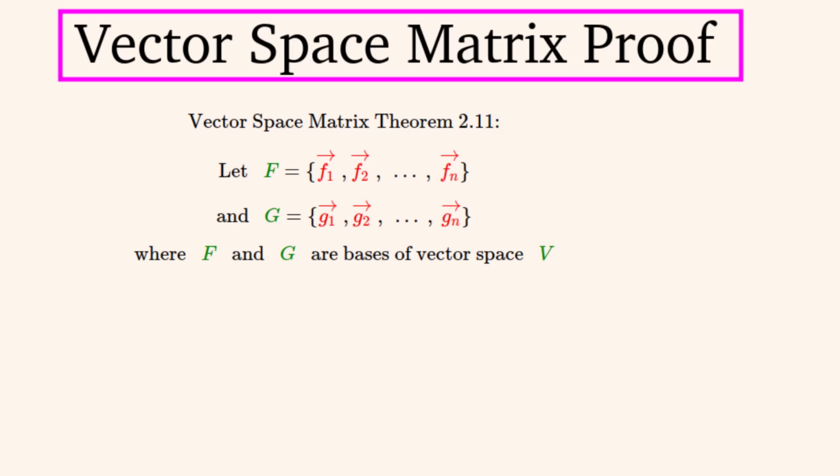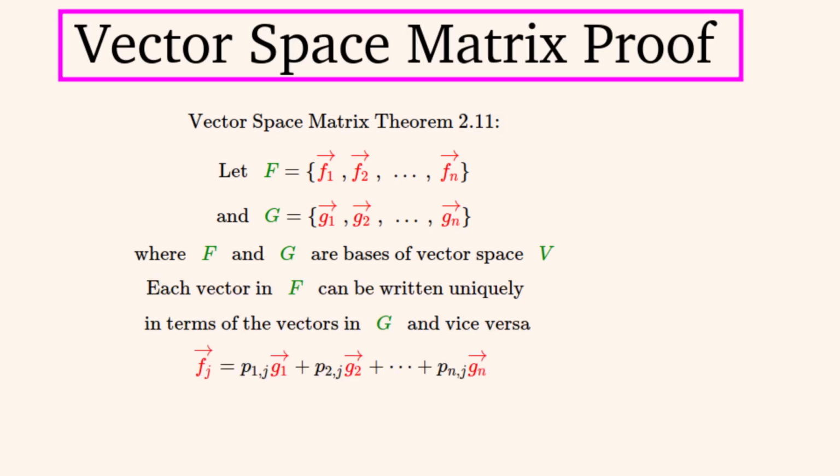In this video we'll prove something about matrices in connection with vector spaces. We'll firstly define these two sets F and G to be bases of vector space V, and they both contain n vectors. And each vector in each of these sets can be written uniquely as a linear combination of the vectors in the other set.